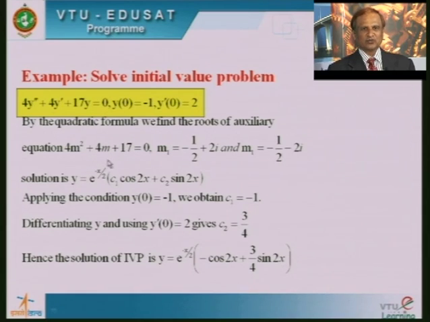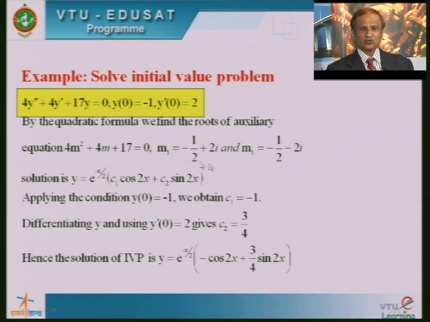I hope you know the formula m is equal to minus b plus or minus square root of b square minus 4ac, right. Here a is equal to 4, b is equal to 4 and c is equal to 17. Using the formula, we can obtain 2 values. Here what we will get? You will get 2 complex numbers: minus 1 upon 2 plus 2i and another value minus 1 upon 2 minus 2i. So, these 2 are complex roots, right.